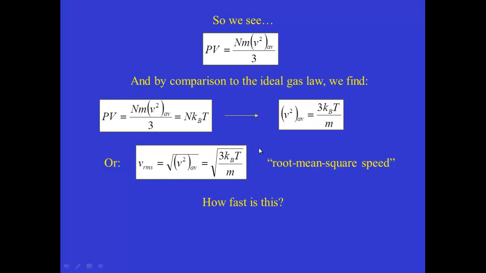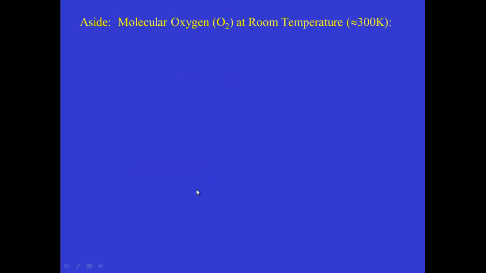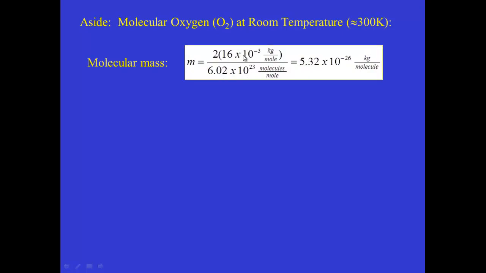And one question that we can ask, and you've got at least one homework problem that asks you to do this, is how fast is this? For a particular gas molecule at a particular temperature, what would we expect this to be? Is this going to be 10 meters per second, or 100 meters per second, or 1,000,000 meters per second? What kind of value should we expect for this? And we can plug in, as a very simple example, diatomic oxygen, which is the oxygen gas that we breathe in at room temperature of 300 Kelvin.